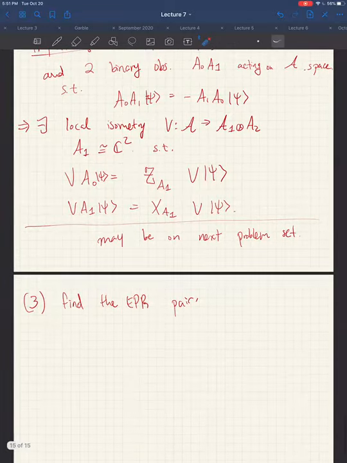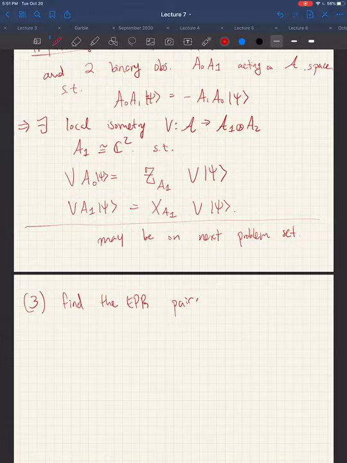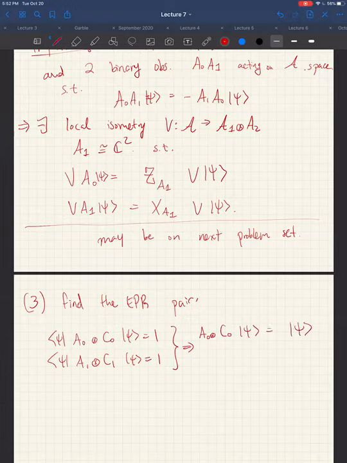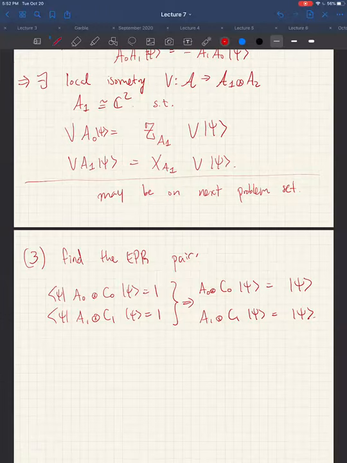Let's see. Okay, so how do we find this EPR pair? Well, let's go back to some of the relations we discovered. We found out that A0 tensor C0 is equal to 1, and A1 tensor C1 is equal to 1. I mean, this is just the same as this. We basically proved this in the anti-commutation step.